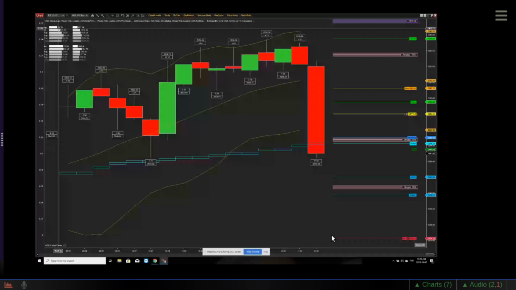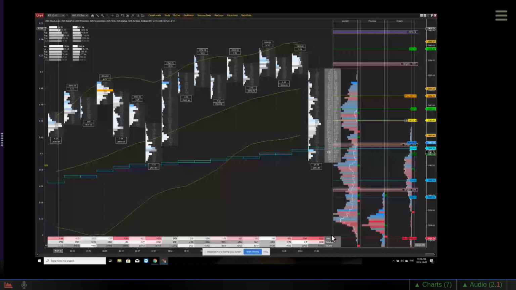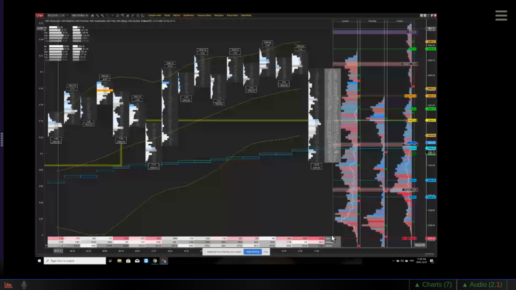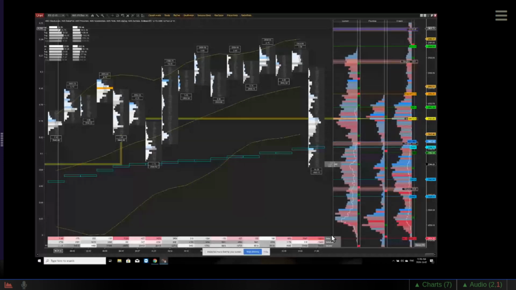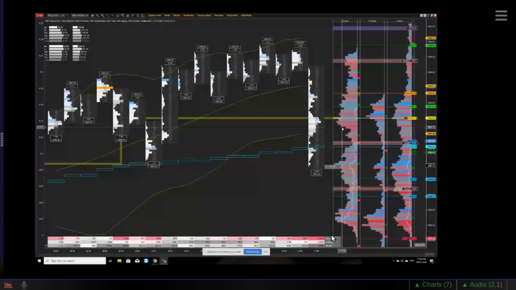Hopefully this will prove me right. Yeah, it's proved me right. Went down, didn't it? I don't have those fancy DOMs out there, guys. I don't have the dots. I don't have anything. All I got is these little colors. That proved to be resistance. Thank you very much. VPOC, red color. Low volume node, low volume node. Where's the next low volume node? It's here.